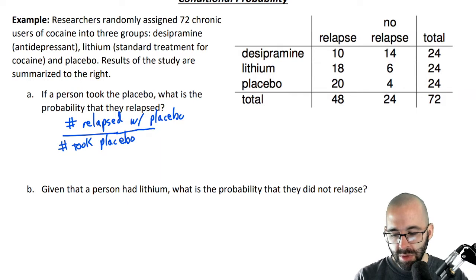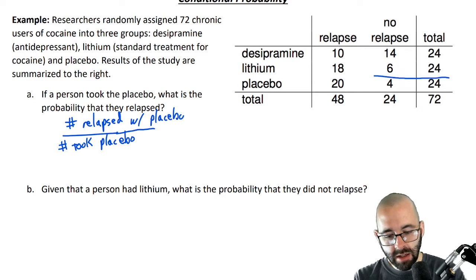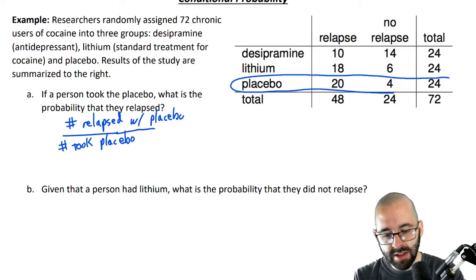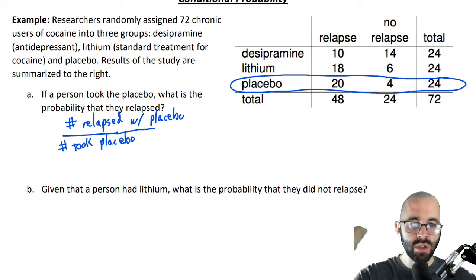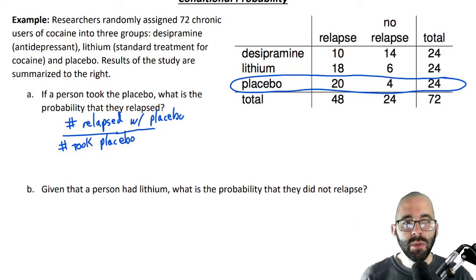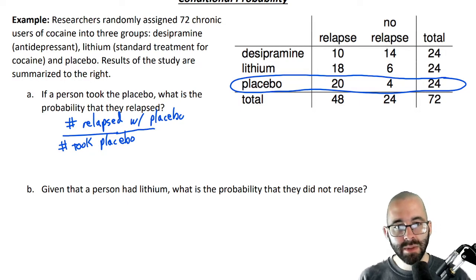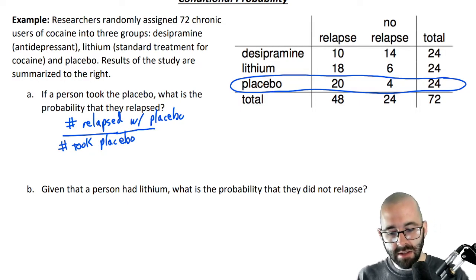Again, let's relook at the question. If a person took the placebo, we're only looking at these ones. This is what we're assuming. We're ignoring everything else. We're just looking at this row. If the person is in this group, what's the probability that they relapsed? And the answer is 20 divided by 24.